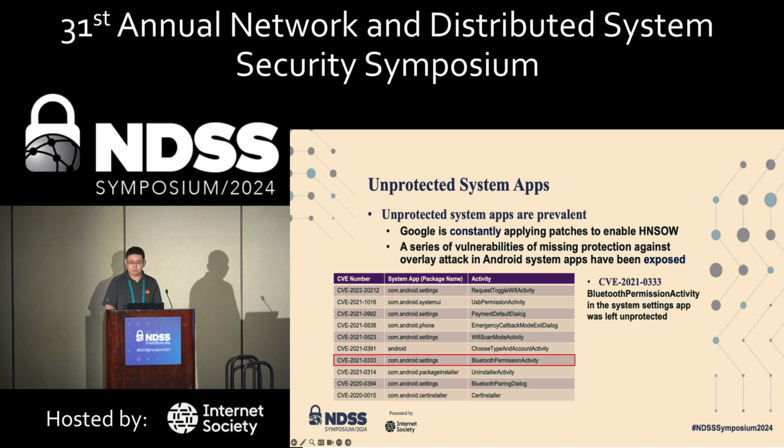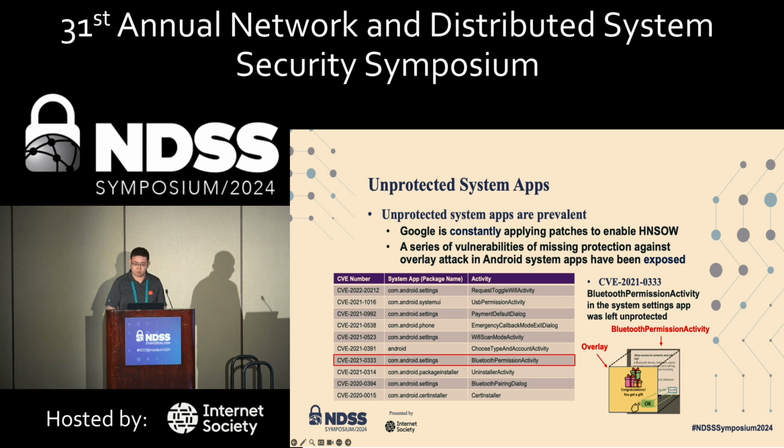For example, CVE-2021-0333 discloses that the Bluetooth permission activity in the system settings app was left unprotected against the overlay attack. As a consequence, malware can abuse overlay to obscure the activity for luring users to allow consent to grant phone book read permission to a connected Bluetooth device.